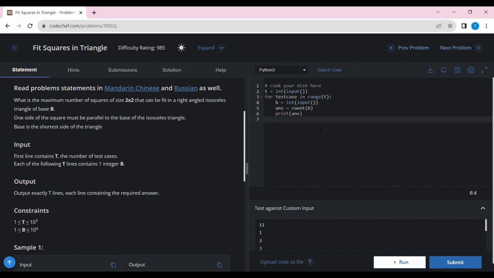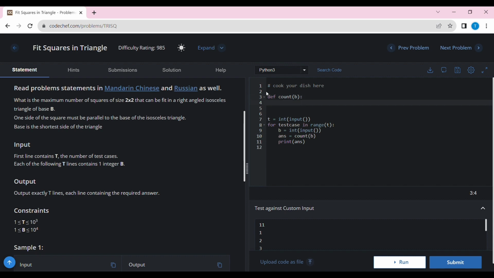So this loop would basically accept an integer, find the answer for it, and then print the answer for it. That's it, right? Now to actually build our recursive function, which is kind of the crux of this solution, let's get into that. We make a function called count, and the input that it takes is the base length, like I've said.